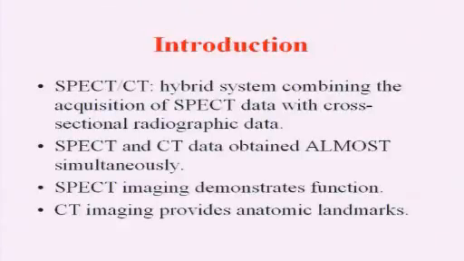So I'd like to give you a brief introduction. What is a SPECT-CT? It's a hybrid system that combines the acquisition of SPECT data with cross-sectional radiographic data. The SPECT and the CT images are almost obtained simultaneously. The SPECT images demonstrate the function, while the CT provides anatomical landmarks.